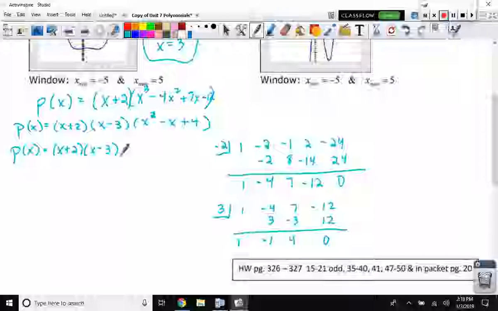Great, so now P of X is equal to X plus 1 times X minus 1 times X squared minus 6X plus 10. And now you're quadratic, so you're good to go. If this isn't factorable, you could set it equal to zero and use the quadratic formula. Okay, so now this is 0 equals X plus 1 times X minus 1 times X squared minus 6X plus 10.